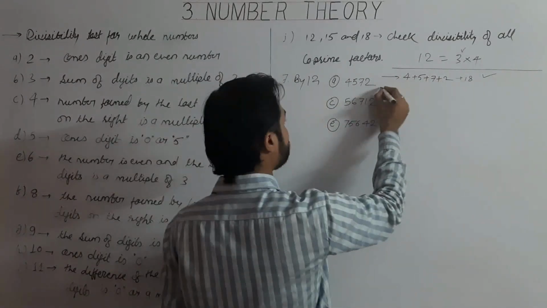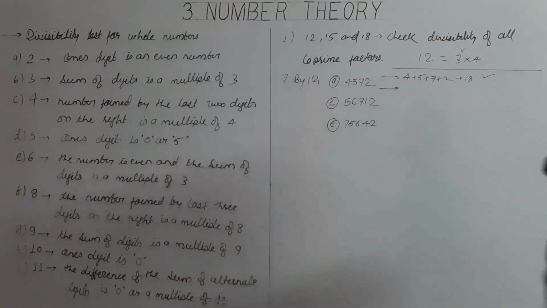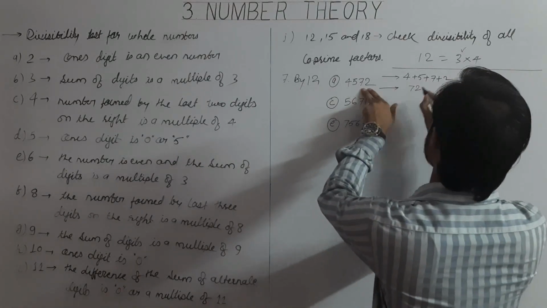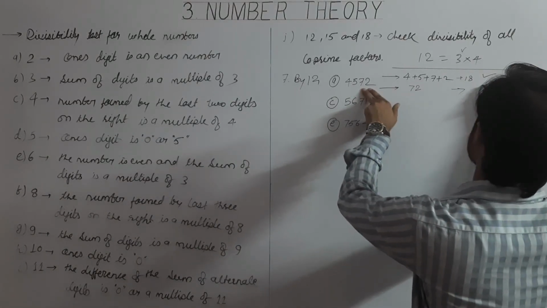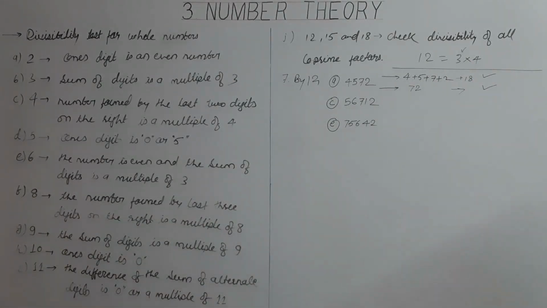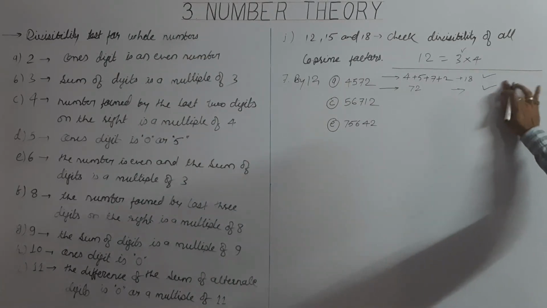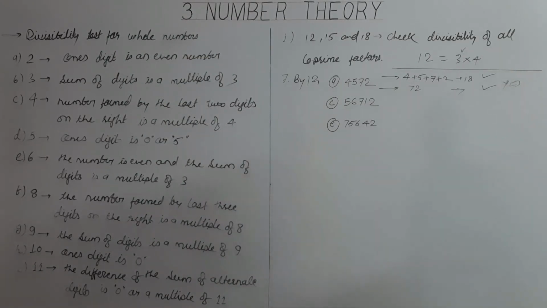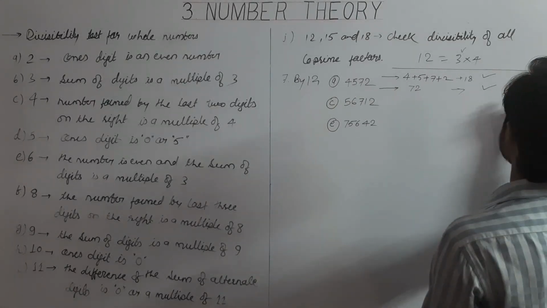Yes. And then for 4. For 4, the number formed by the last 2 digits on the right side should be a multiple of 4. 72. Yes, 72 is a multiple of 4. So this number is satisfying both conditions. So the number is also divisible by 12. Answer is yes.